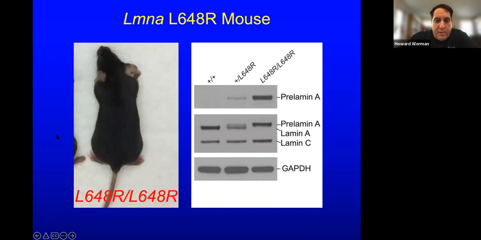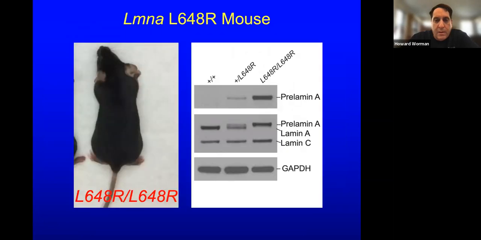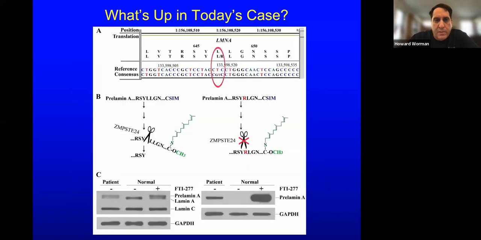Whoops, where am I here? The Zoom is giving me a hard time. Okay, so I think I lost a slide here.